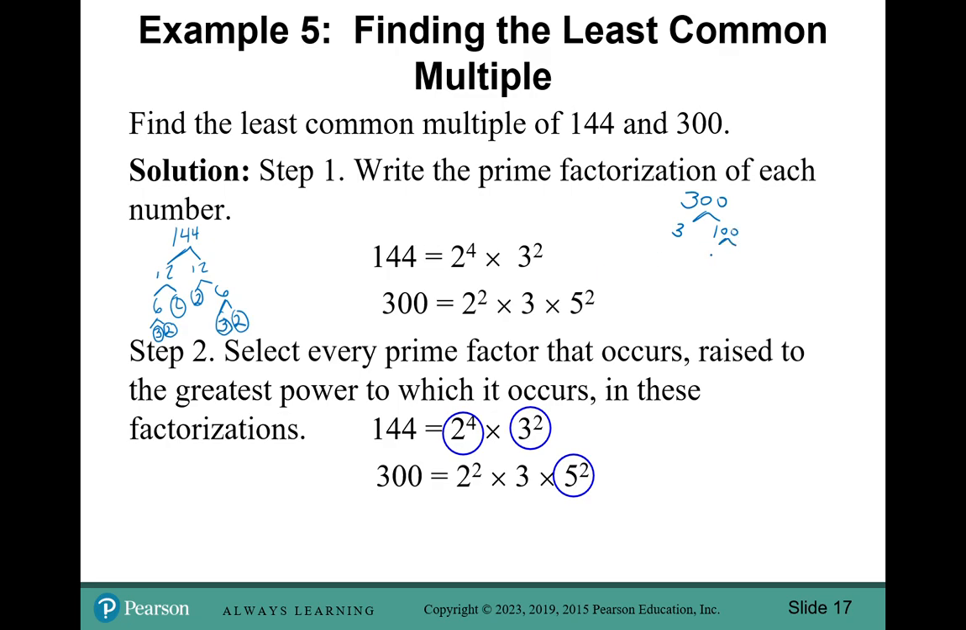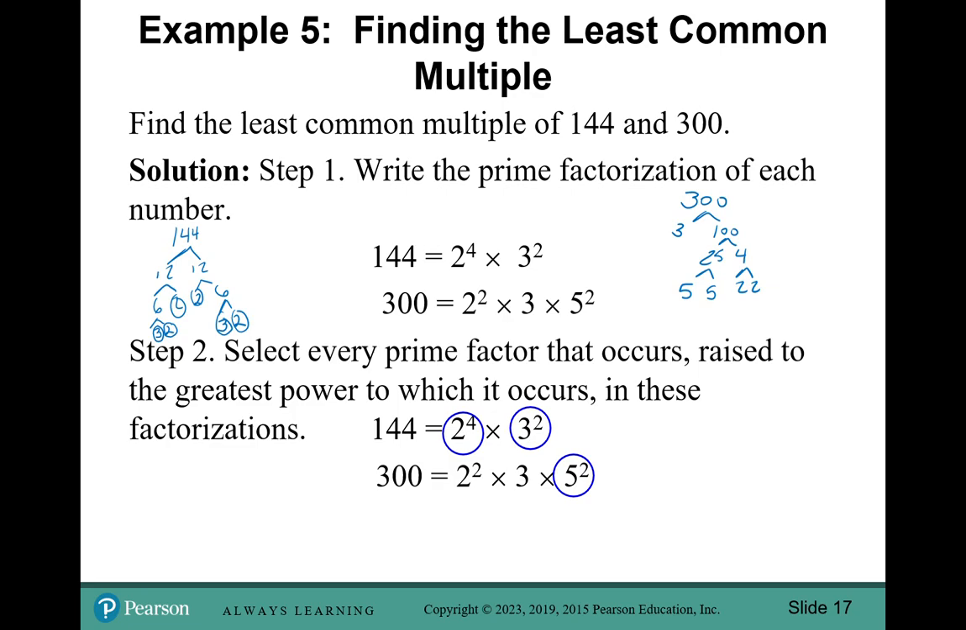I'm going to break that down into 25 and 4. The 4 breaks down into our 2 2s. The 25 breaks down into our 2 5s. And here is the prime factorization of each. So the 144 was 2 to the 4th times 3 squared. The 300 was 2 squared times 3 times 5 squared.